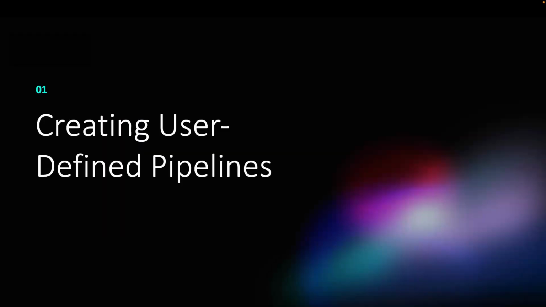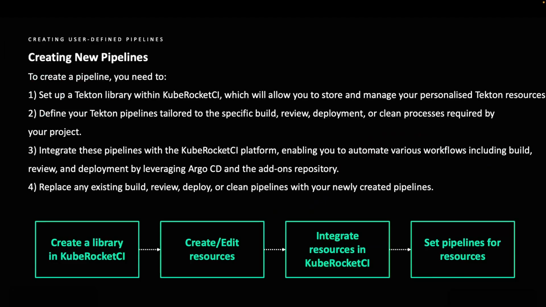The process of creating user-defined pipelines consists of 4 basic steps. First, we need to create a library codebase in the KubeRocketCI portal. This codebase will use the Helm pipeline framework. We will use the create from template strategy, so it will include all the pre-built pipelines by default.